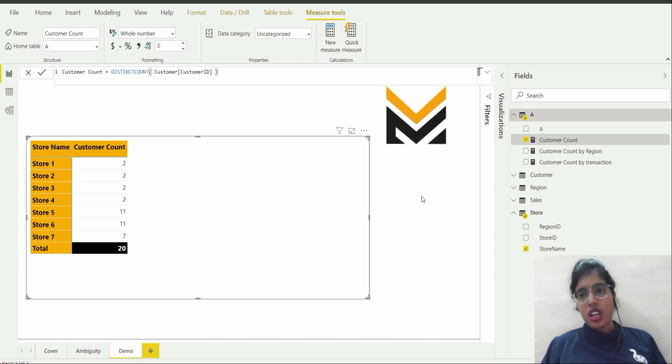So it is obtaining the distinct count of all the IDs in the customer table. So fair enough. Now, this store name, this particular column, is from the store table, and if I bring this customer count over here, then by default it will be fetching the distinct count of all those customers which belong to the same region as that of the store.